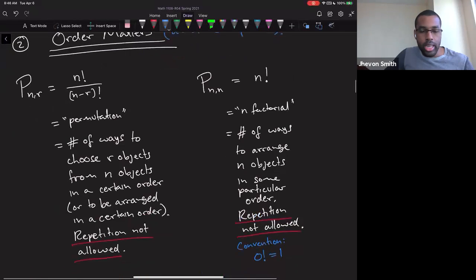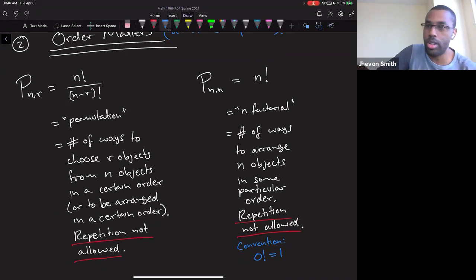Right, so this led us to something called a permutation. This is how we can choose r objects from n objects and arrange them in a particular order, or choose them in a particular order. If we want to choose n objects from n objects, this gives rise to something that we call a factorial, and zero factorial is one.